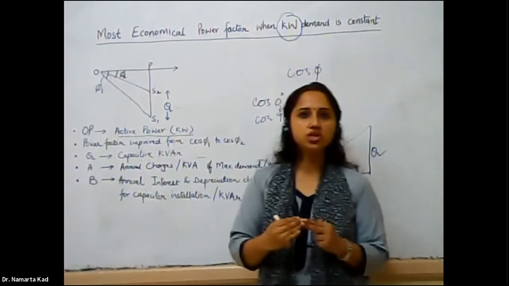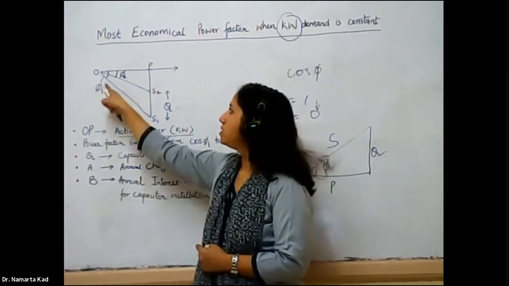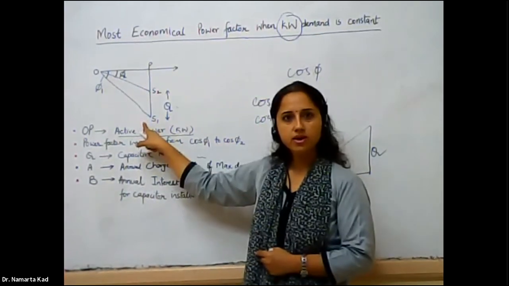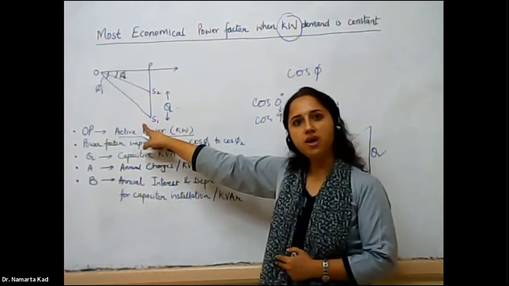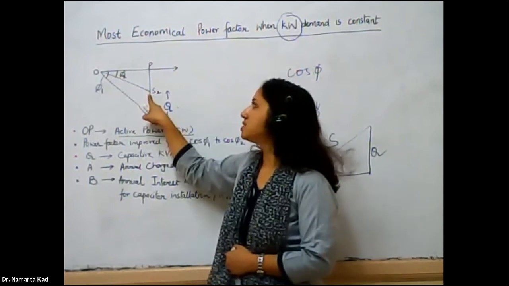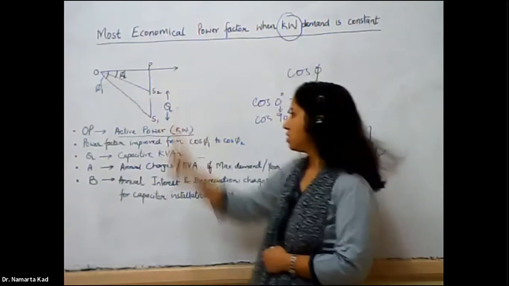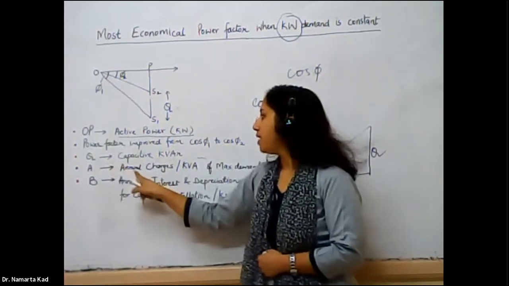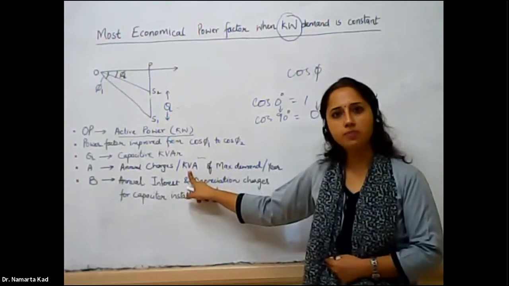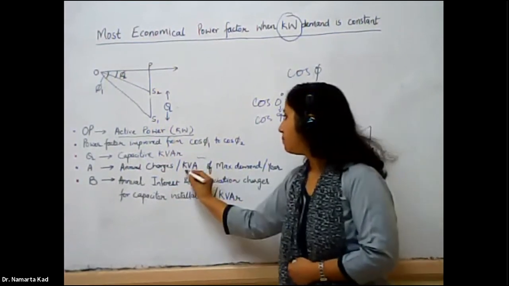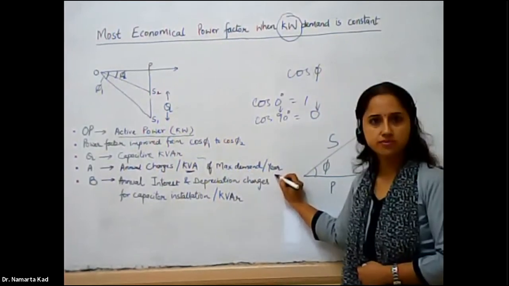What is to be changed? The apparent power. Initially, the apparent power is OS1, and after improving the power factor, my apparent power becomes OS2. So this is the new apparent power. A is the annual charges per kVA, which is related to the apparent power, per kVA of maximum demand per year.